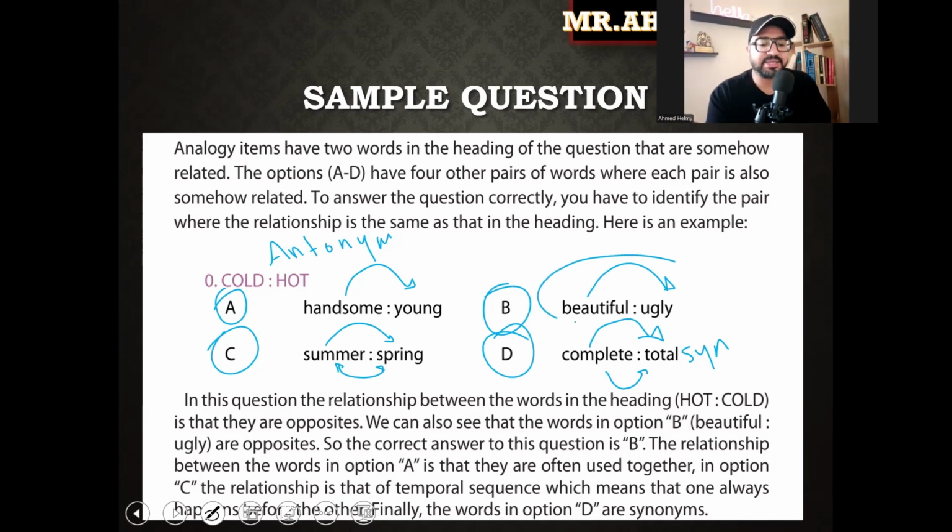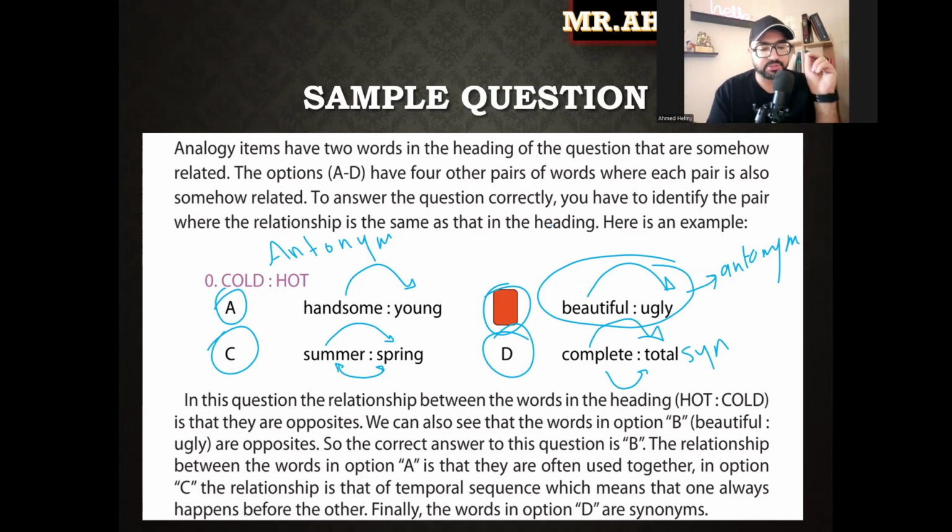But the relation between beautiful and ugly here is that they are antonyms. Of course, you will be thinking about all this in your brain, and it's not going to take more than 10 to 15 seconds, especially if the question is easy like this one, cold and hot. So the correct answer here will be beautiful and ugly because they have the same relation as cold and hot.